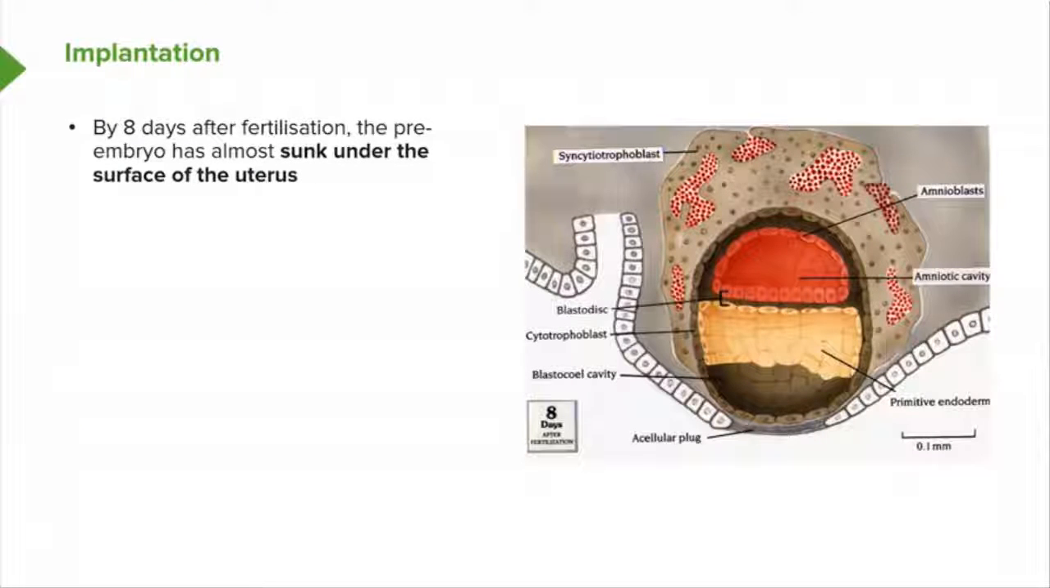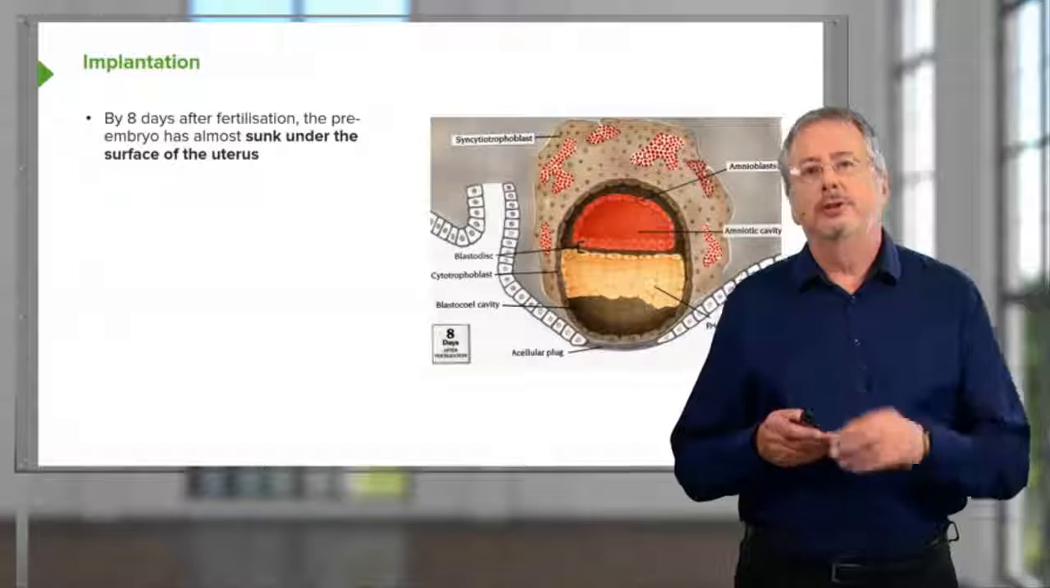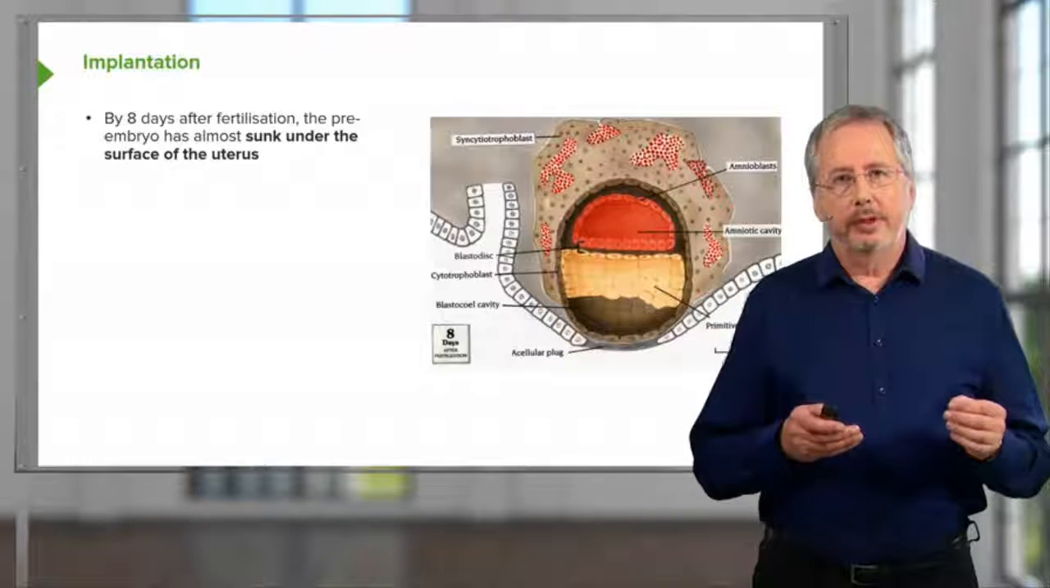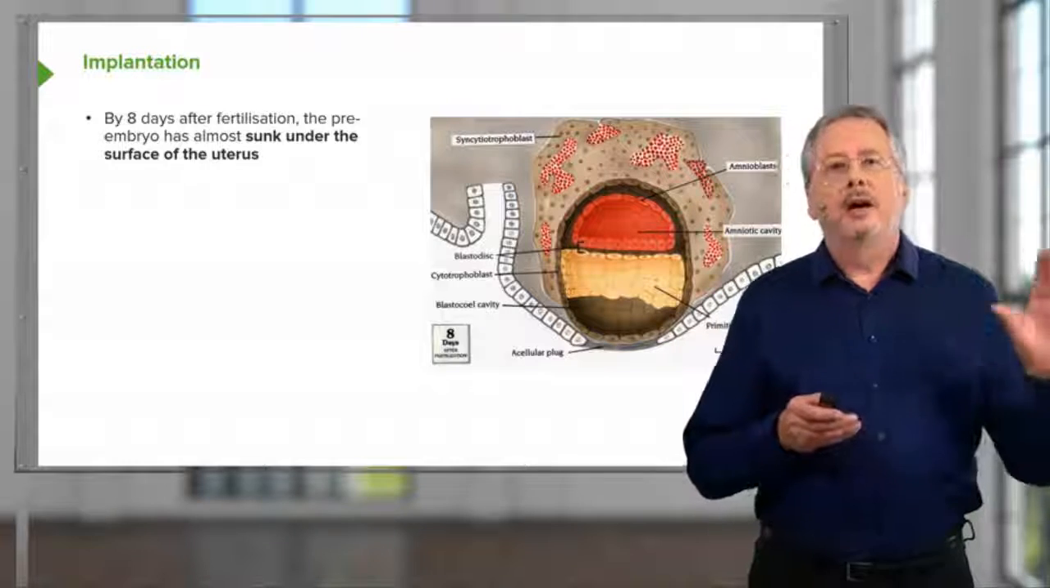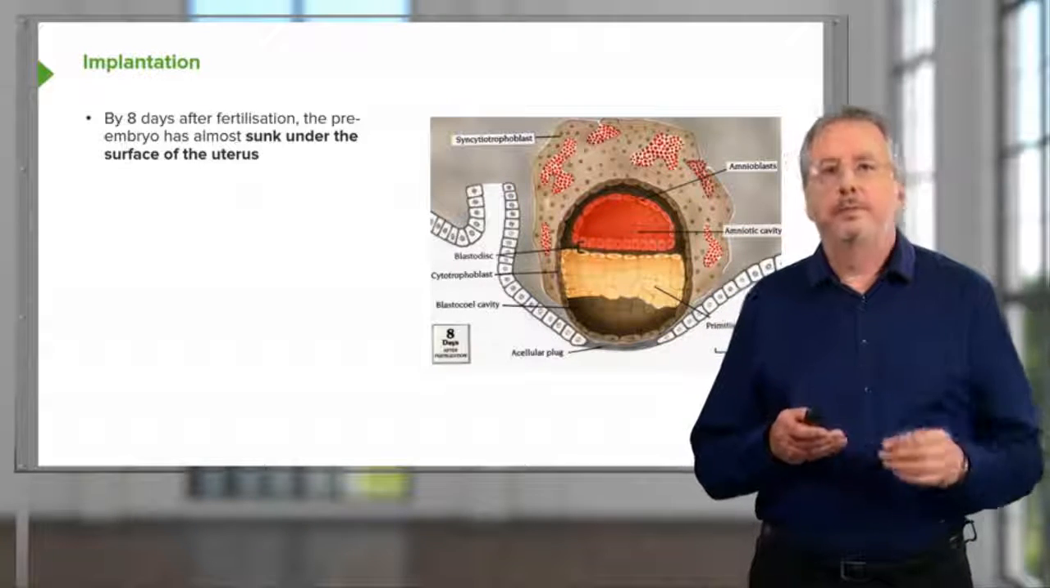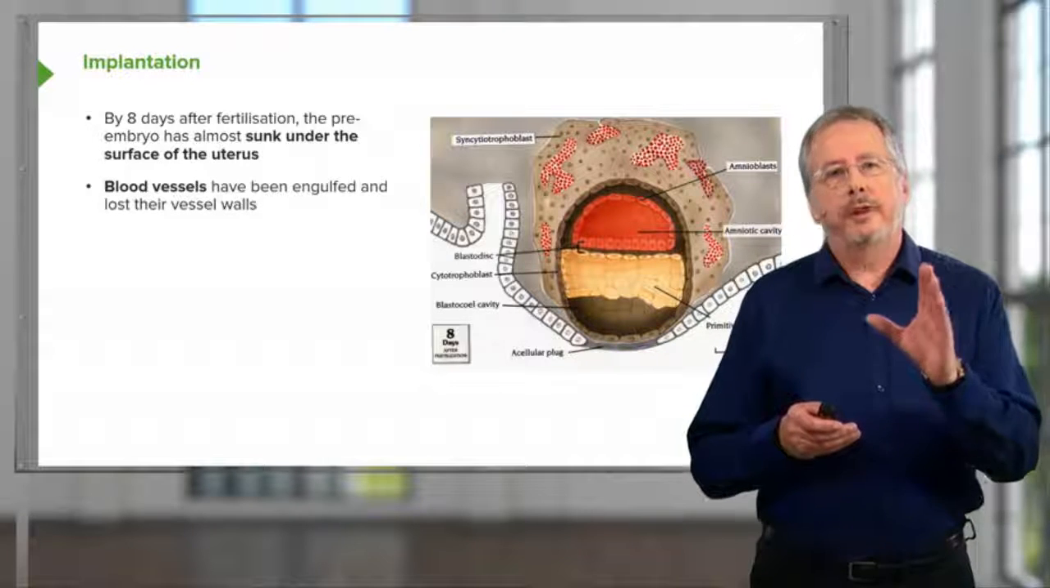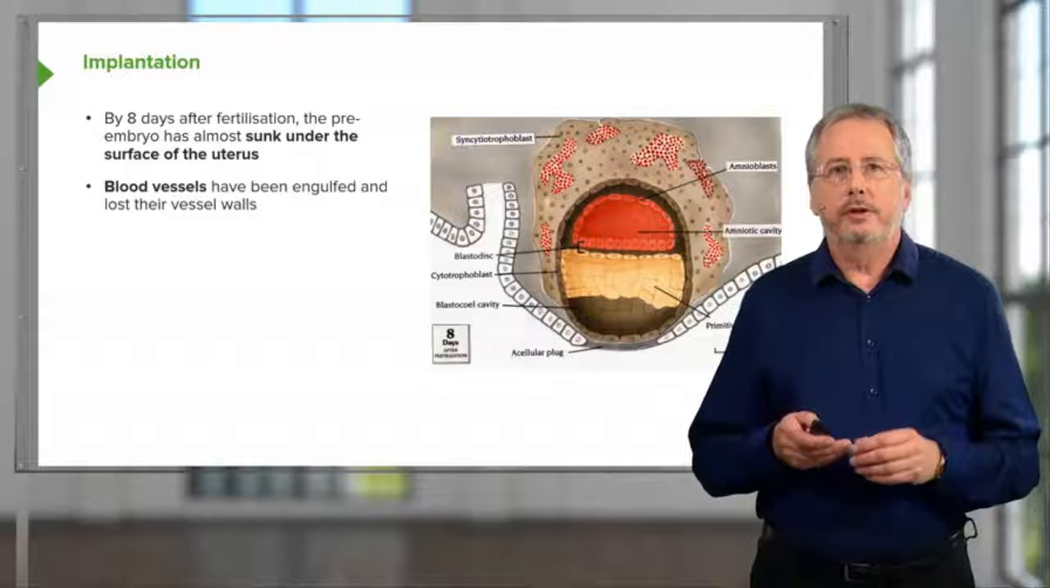Here we have 2 days later, about 8 days after fertilization. And now the whole pre-embryo is beginning to disappear under the surface of the uterine wall. So it's almost invisible from the outside. There's perhaps just a little scar, just a little plug of tissue, if you were to look inside the uterus where the implantation process has taken place. But otherwise, it's burrowed its way under the surface of the uterine wall. And in doing so, you can also see that it's engulfed some of the blood vessels that were present in the wall of the uterus.